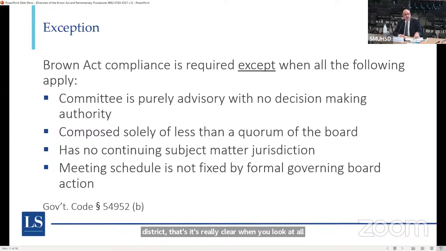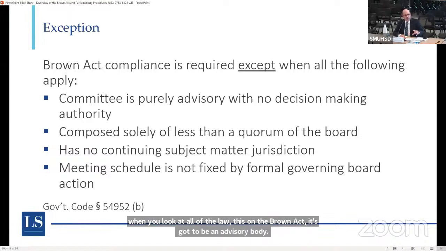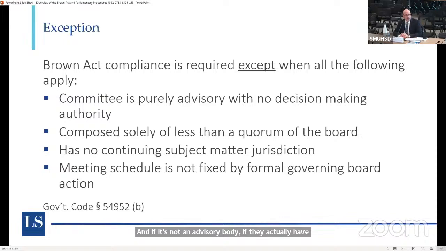And if it's not an advisory body, if they actually have jurisdiction over something, they're going to make a final decision, you can start drifting into the Brown Act problem again. That's important for me. Thank you. Yeah, it's a good question.